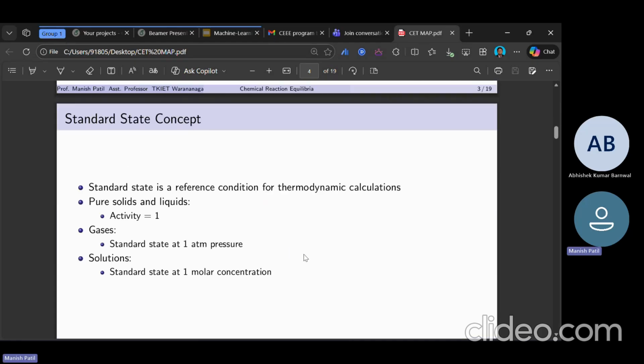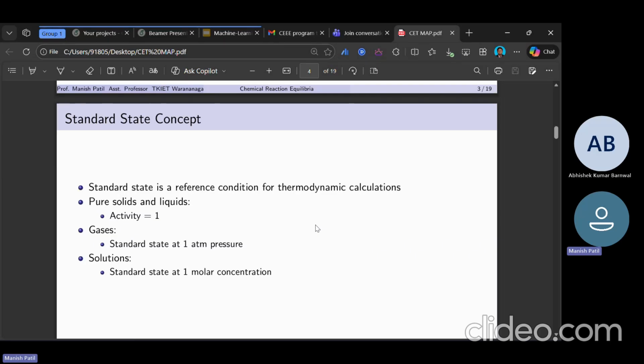So we are going to discuss the standard state concept. Thermodynamics always works on a reference condition because absolute values of properties like Gibbs free energy cannot be measured. So what is the standard state? The standard state is a hypothetical reference condition used for comparison and calculation. For the standard state definition, the activity of pure solids and liquids is equal to 1.